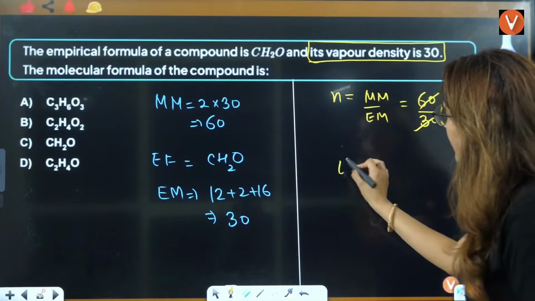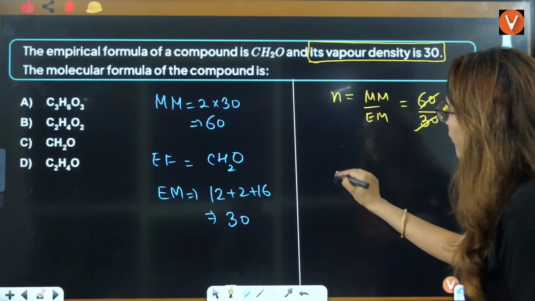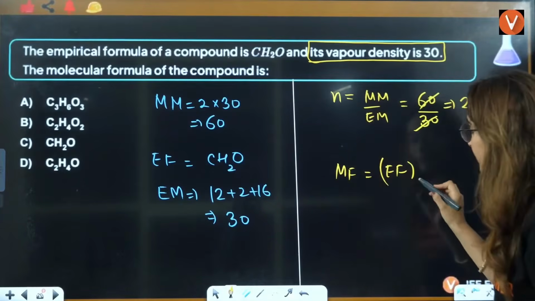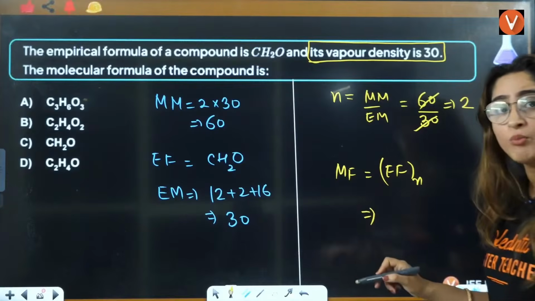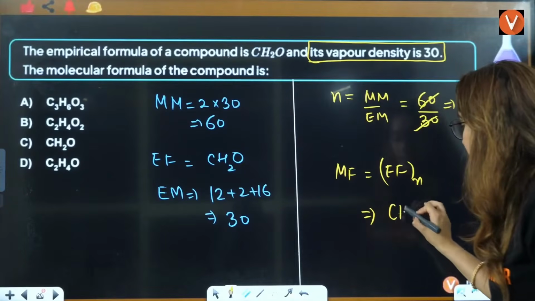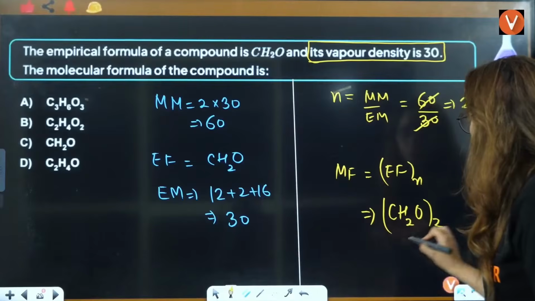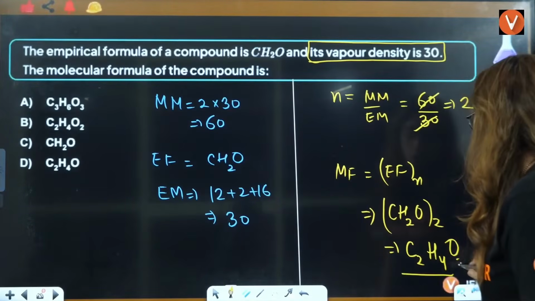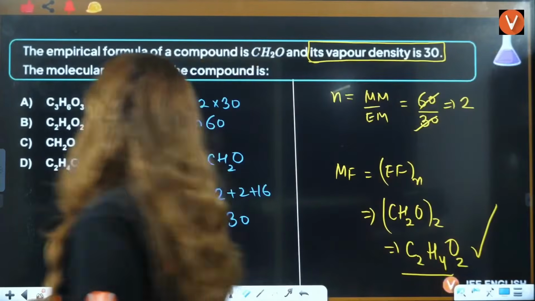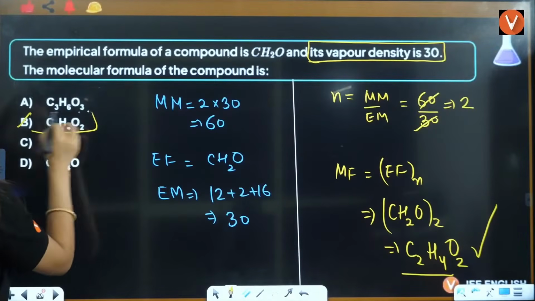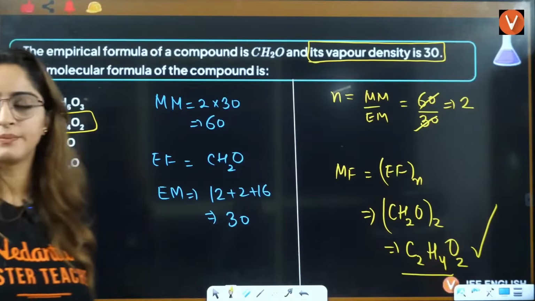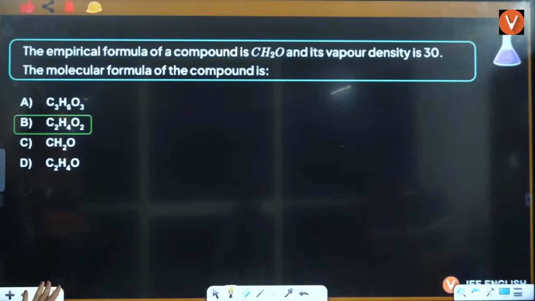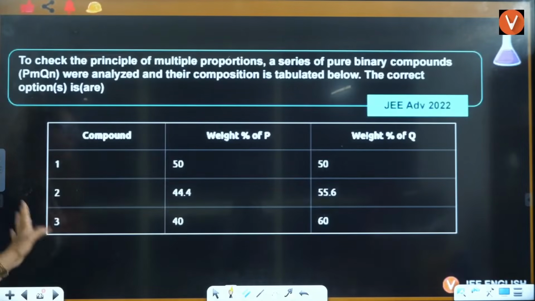So that means molecular formula will be equal to empirical formula times N. Empirical formula is CH2O, and N is 2. So it will be C2H4O2, that is going to be the correct answer here. C2H4O2, that is B is the correct answer here. Okay, everybody, clear? Right? So that was a simple question as that, right?